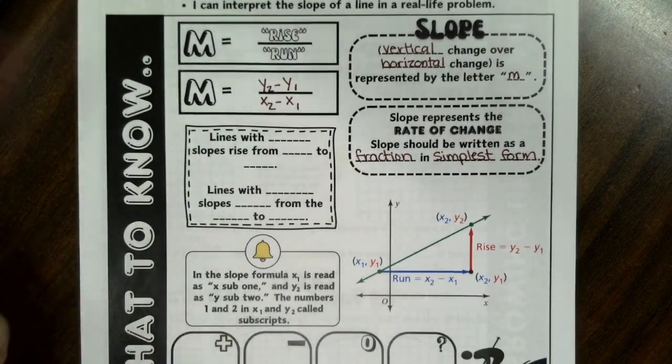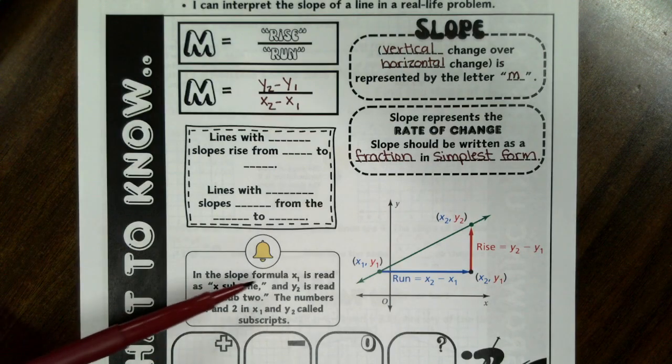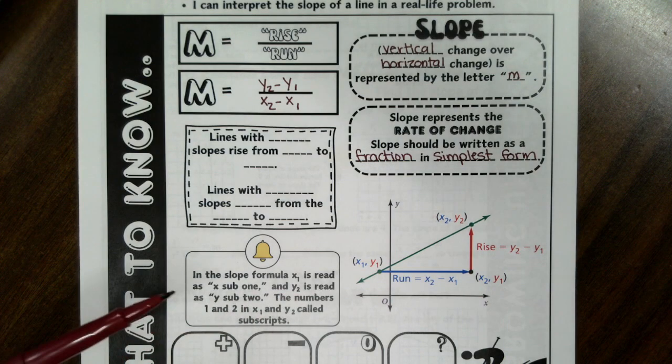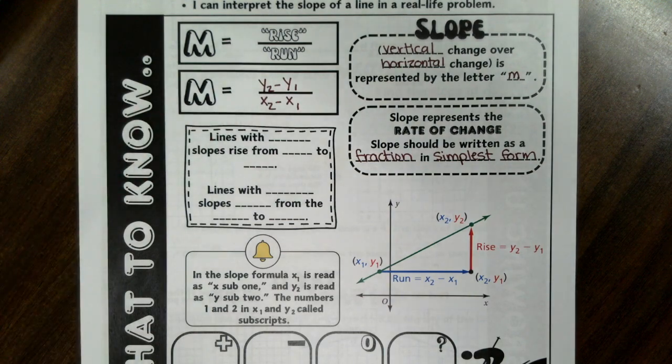And for this right here, I have a little note for you. In the slope formula, x1 is read as x sub 1 and y2 is read as y sub 2. These numbers that you see here are called subscripts. Okay, so we just call them y sub 2, y sub 1.